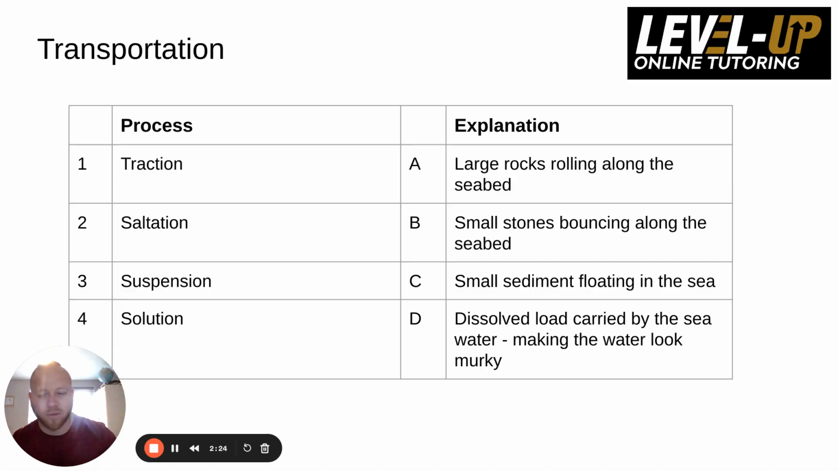Saltation, if I was to bounce salt on my table here, on my desk, it would bounce. So saltation is just small stones bouncing. Suspension, if you're being suspended, you're hanging in the air. This suspension is small material just floating on top of the water. And then solution is the same in terms of the type of erosion. It just involves that dissolved load that we talked about earlier, being carried in the water. You can't really see this happening. It just makes the water look quite murky.